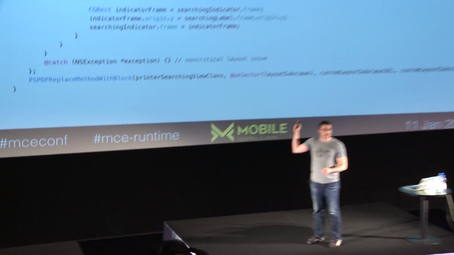We swizzle layoutSubviews, replace it with our own method. We call the original one, because we don't know what else they do, so we always have to call basically super on it. And then we add our custom layouting code that you already saw. And at the bottom, there's a method which is named replace method with block, which is just a helper that basically swizzles the two.